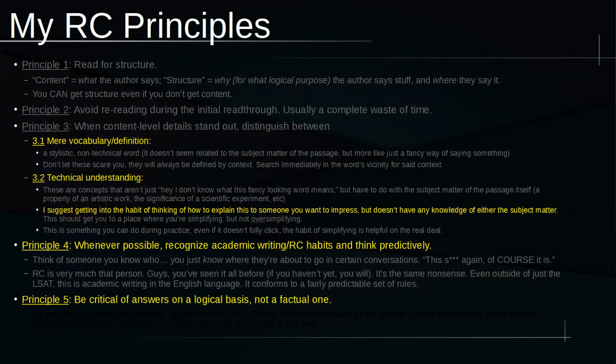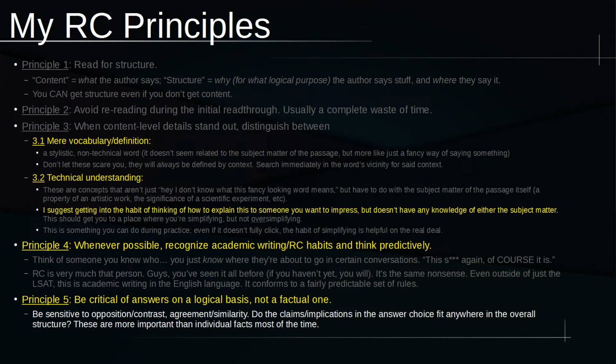And finally, another very important one, principle number 5: be critical of answers on a logical basis, not a factual one. This is something that I also personally struggle with on the most difficult questions, so let's get into it a little bit. The only advice I really have for this principle is to be sensitive to opposition / contrast or agreement / similarity. Do the claims or implications in the answer choice fit anywhere in the overall structure as you understand it of the passage? These are more important than individual facts most of the time, but I will admit fully that it is very easy to get lost in facts and not really give logic a fair shake.